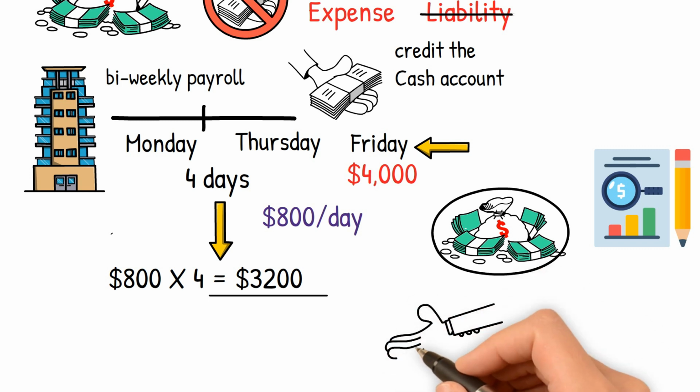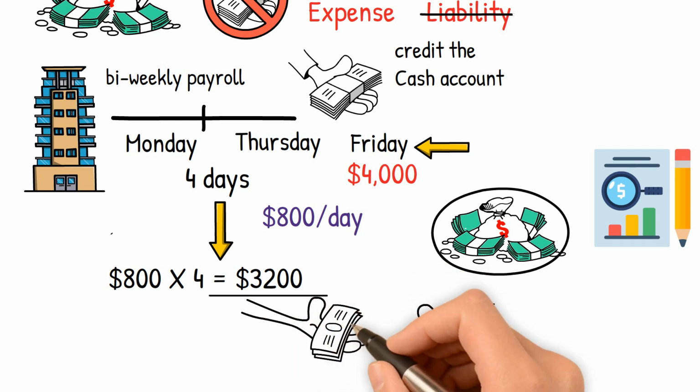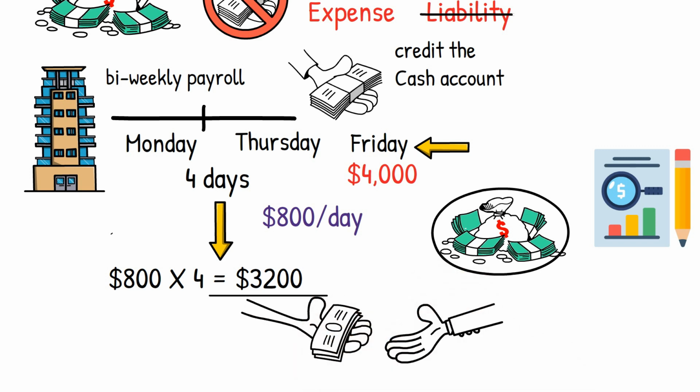This amount represents the company's obligation to pay its employees for the work performed in the current accounting period, which will be recorded as a liability in the wages payable account.